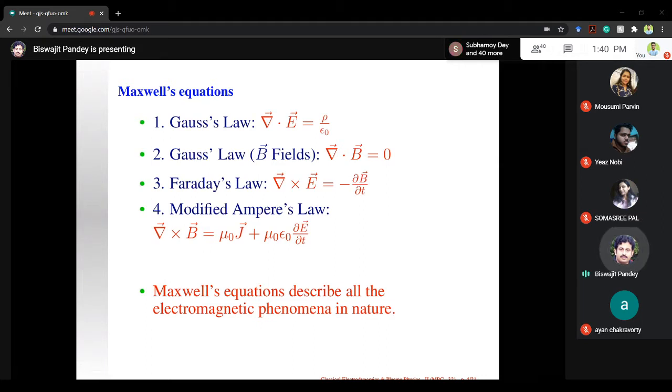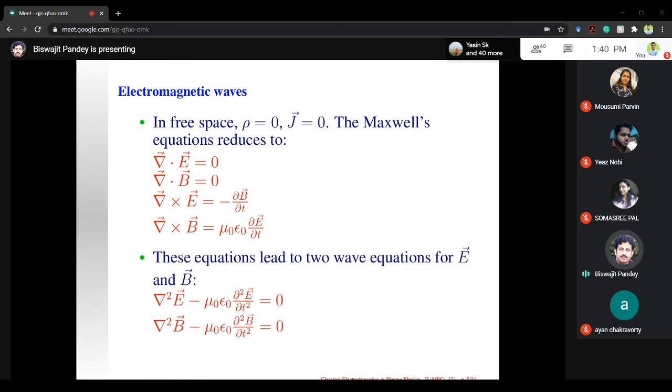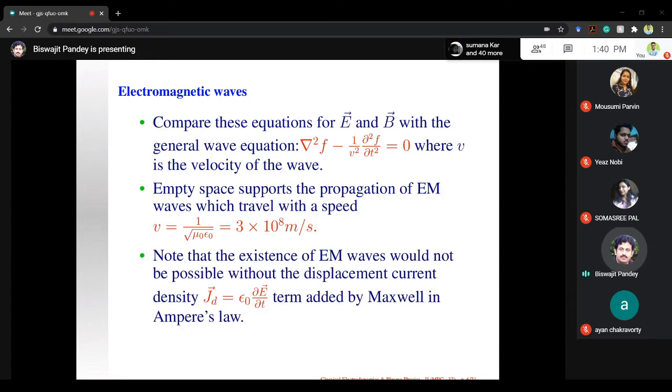So we have discussed these four laws. I am not going back there. Then we have seen that if you go to free space, where there is no free charge density or free current density, Maxwell's equations look like this, which can be easily converted to a wave equation. This basically tells us that electromagnetic waves can exist in empty space, and they can propagate at the speed of light, that is 3 into 10 to the power 8 meters per second.